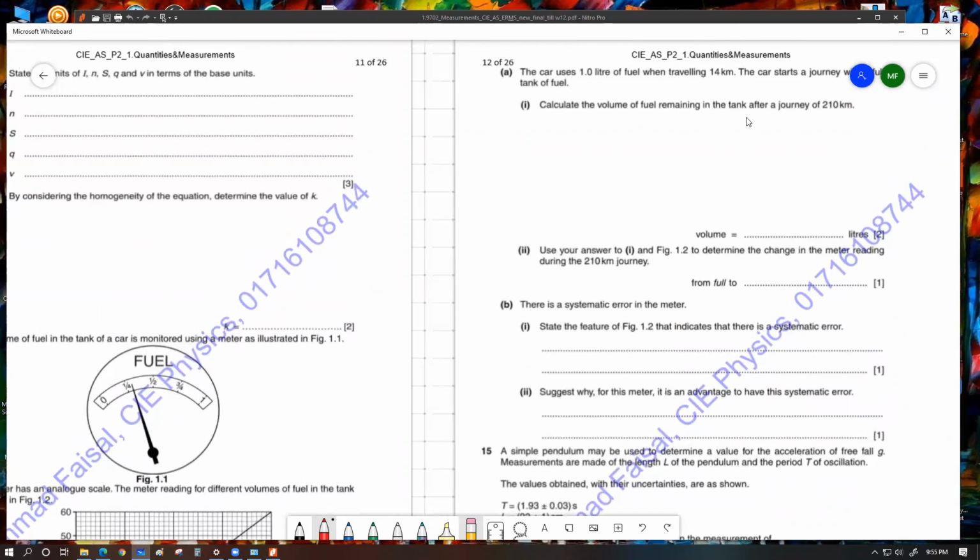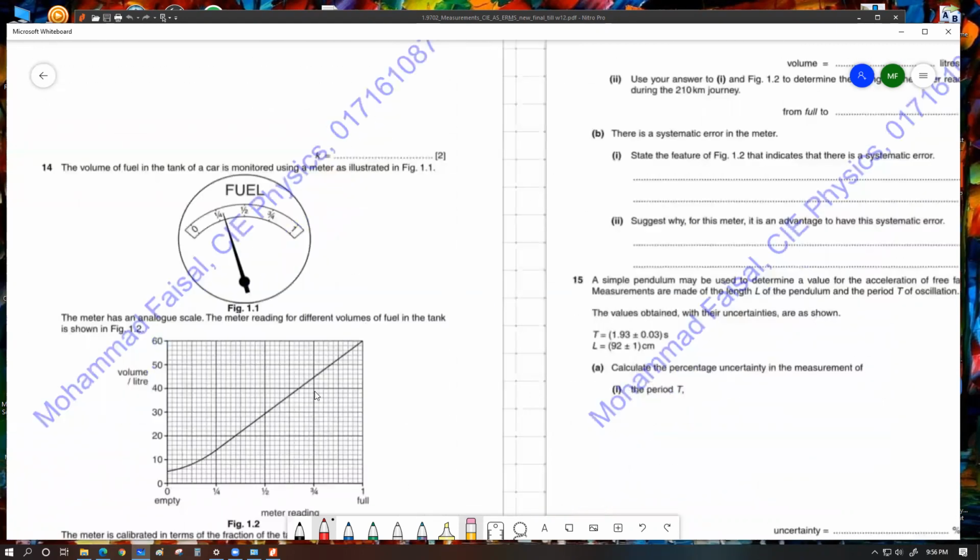The question says fuel remaining in the tank. Sorry, remaining. So 3/4, from full you just write 3/4. Part b says there is a systematic error in the meter. State the feature of figure 1.2 that indicates that there is a systematic error. The feature of the graph which represents a systematic error is that the graph does not pass through the origin.